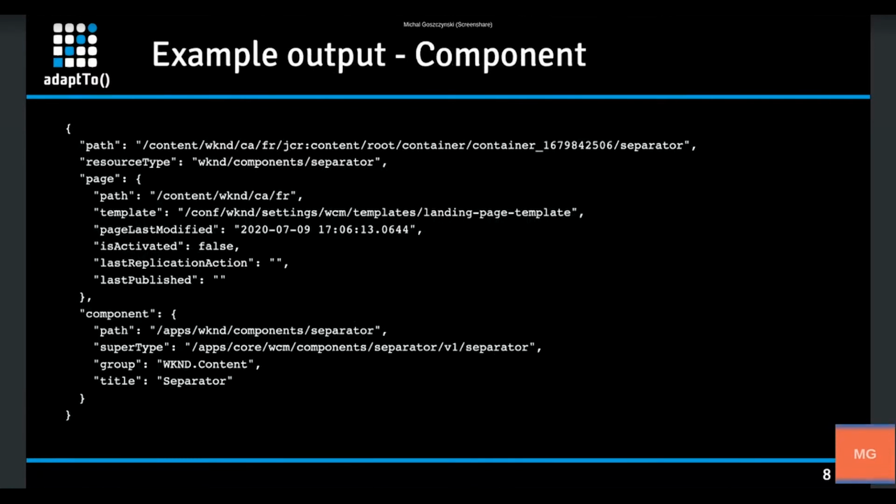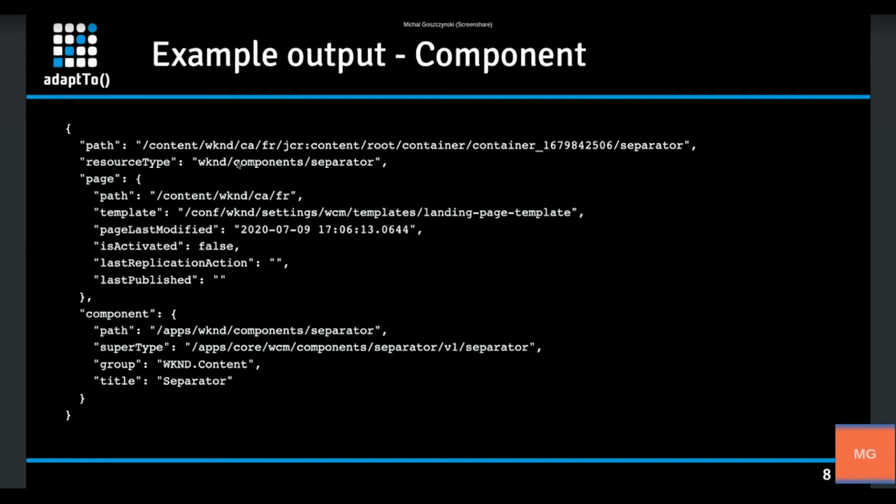As an example output, if we find a component node, then it's going to obviously print the current resource path, what is the resource type, some information about the page, and some information about the component using the component manager API, if that resource type maps to a component. And sometimes it might not.